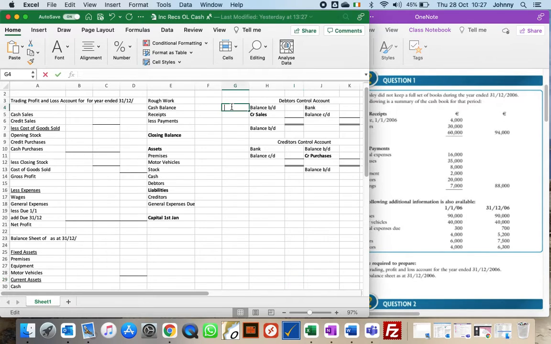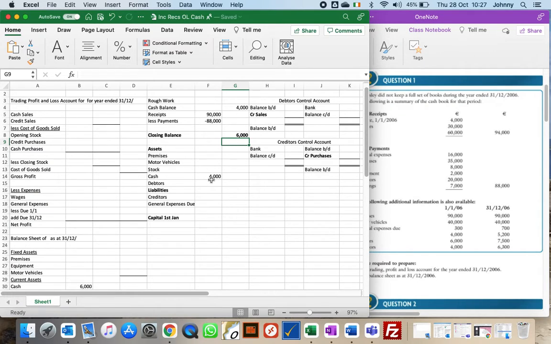So my cash balance at the beginning is 4,000 in this question. Take 4,000 away from the other receipts and I end up with 90,000 for receipts. Then we take away our payments, which is 88,000. Our closing balance is those 2 numbers taken away, and then we add to that the opening balance that we had at the beginning. So 6,000 is our closing balance.